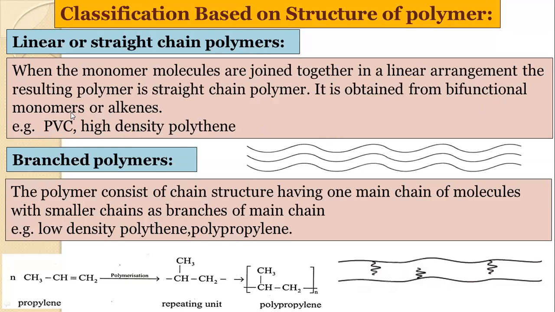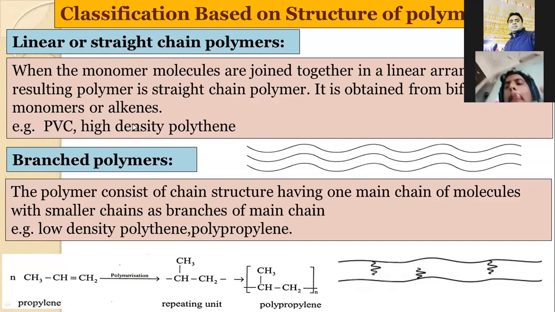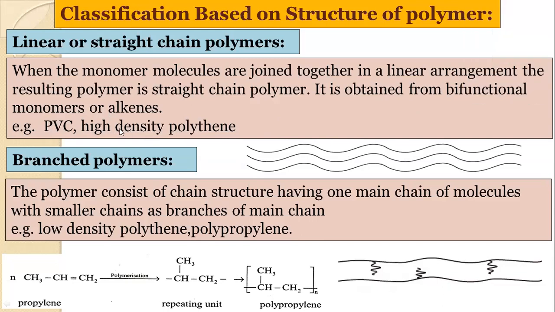We will see in the next examples. High density polythene. This is also an example of linear or straight chain polymers. They have the straight chain structure like this. Then branched polymers.